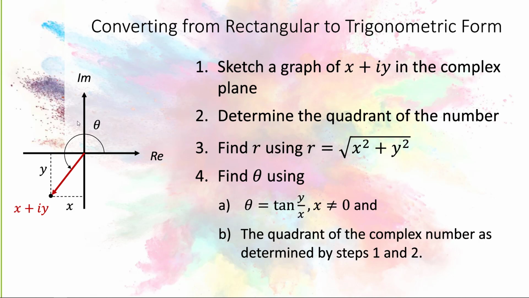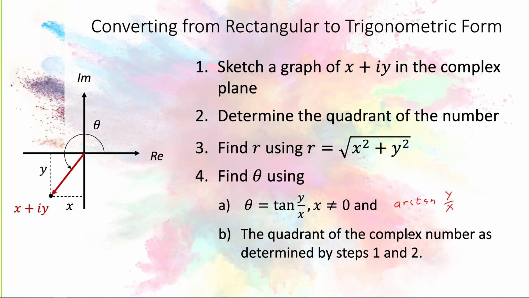And to do that, we basically need to draw a picture. We can draw a picture and make sure we understand which quadrant our complex number wants to lie in. Once we've determined that quadrant in step 2, then we can find r using the Pythagorean theorem. And then we can find theta using this value, which basically results in trying to figure out what the arctangent of y over x is.